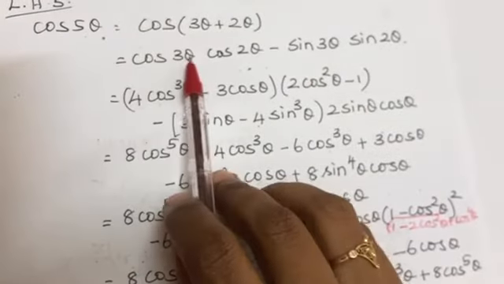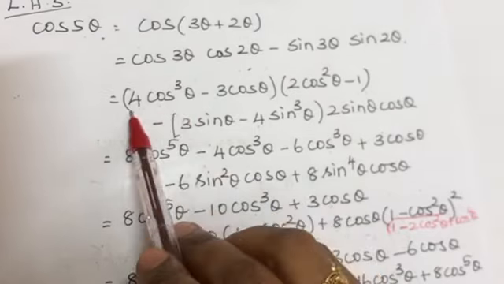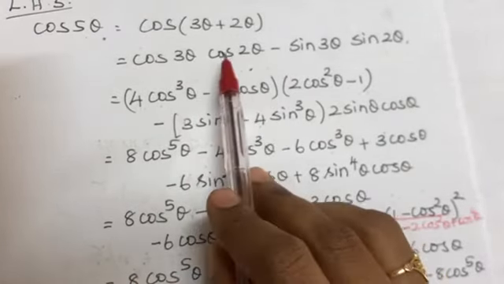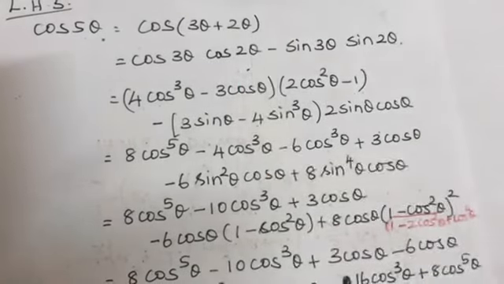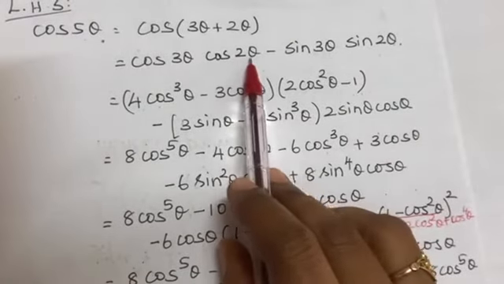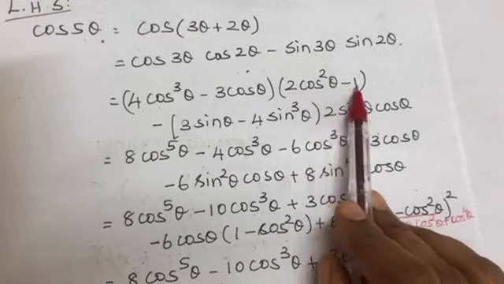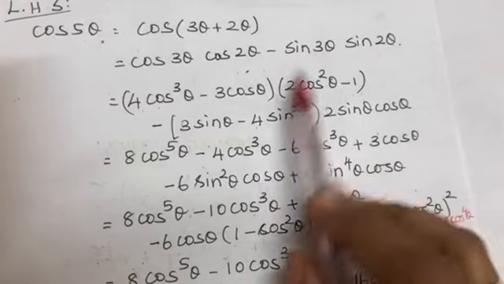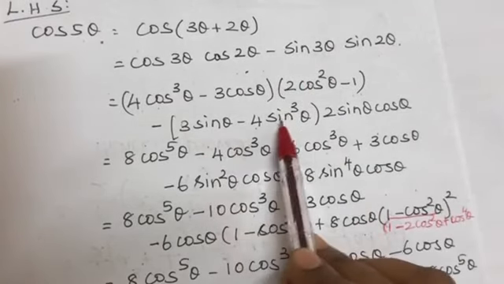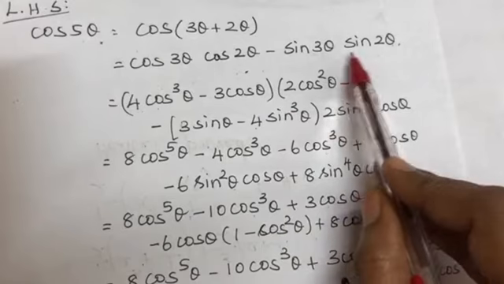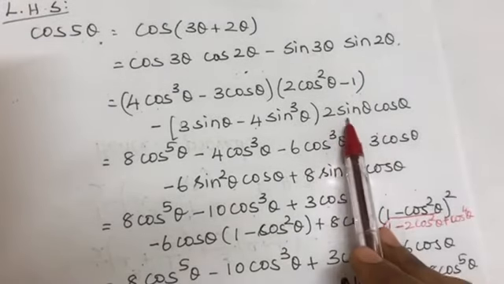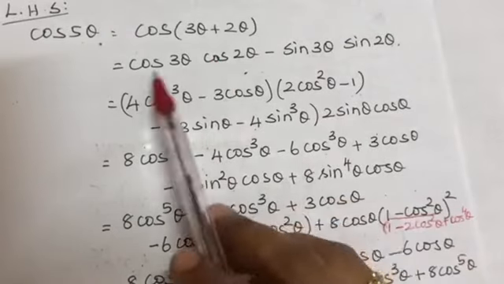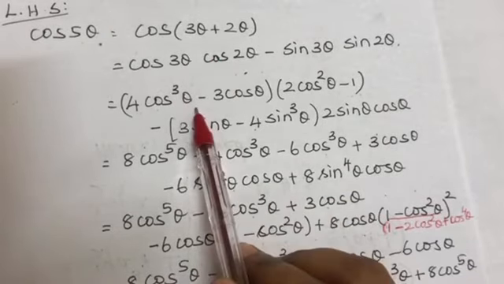What is cos 3 theta? Here again I am using multiple angle identities, that is 4 cos cube theta minus 3 cos theta. What is cos 2 theta? Cos 2 theta is 2 cos square theta minus 1, another identity. Sin 3 theta is 3 sin theta minus 4 sin cube theta, and sin 2 theta is 2 sin theta cos theta. So, for these 4 values, we are using the multiple angle formulas.